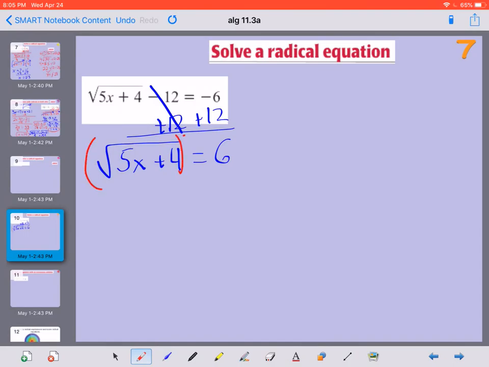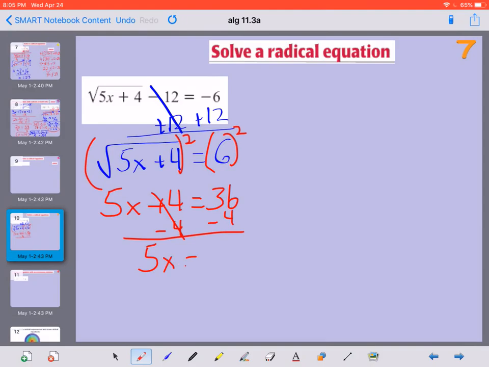Then we're going to square both sides. So we get 5x plus 4 equals 6 squared. Well, that's 36. Now I'm going to subtract 4. And we get 5x equals 36 minus 4, which is 32. Divided by 5. We get x equals 32 divided by 5 gives me 6.4.